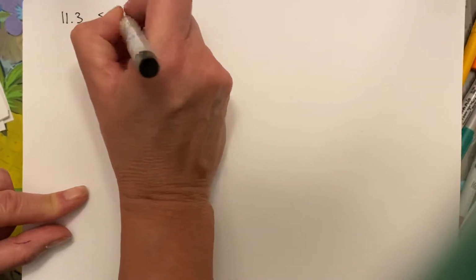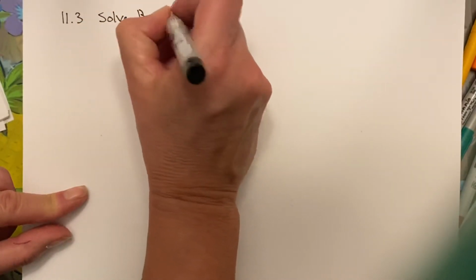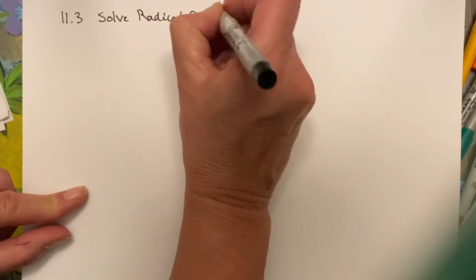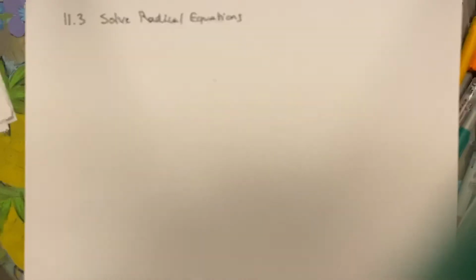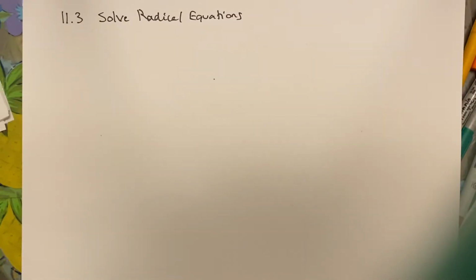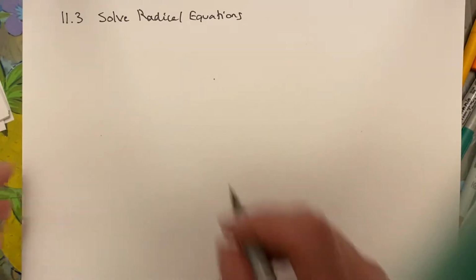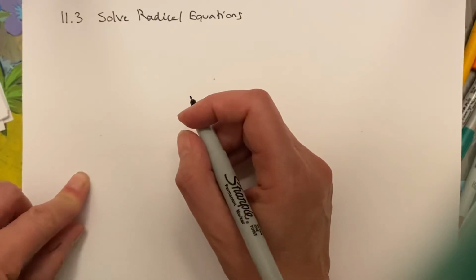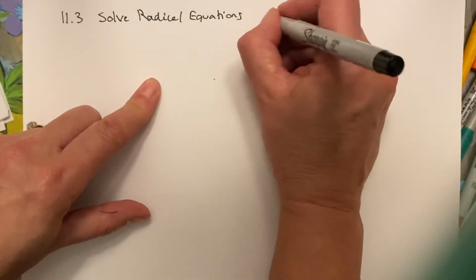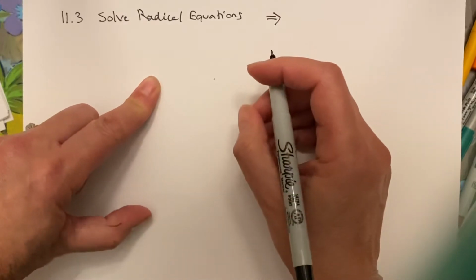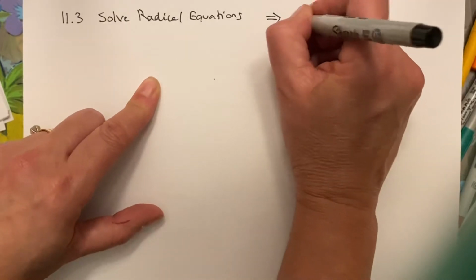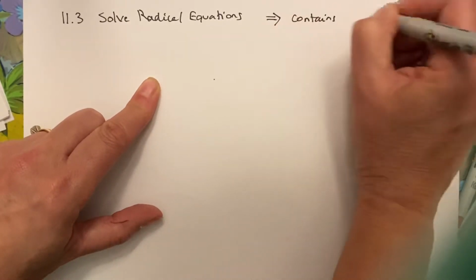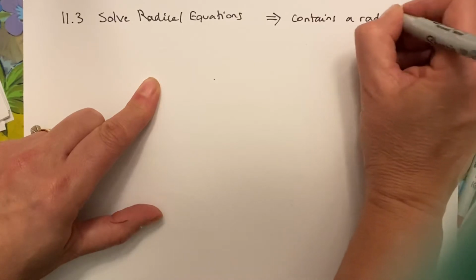So, solve radical equations. As with all the other things you learn, the whole reason we learn how to multiply and add radicals and variables is because eventually we're using them in an equation. And you're going to see us use that again in chapter 12. So, a radical equation, I'm just going to describe it up here, is an equation that contains a radical expression, which is everything we did in 11.2.